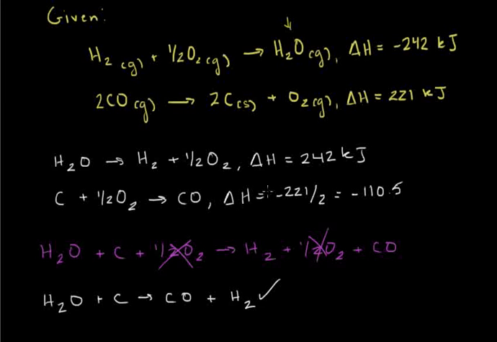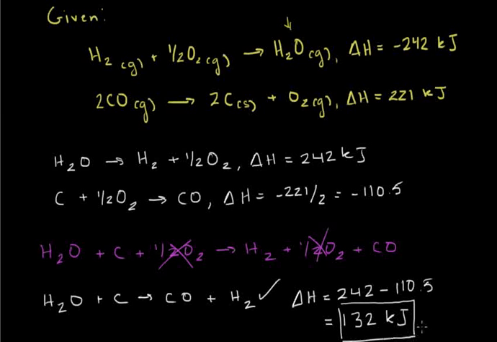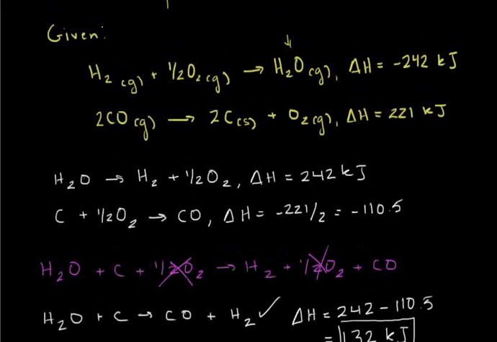So now we can go ahead and just add these manipulated enthalpy changes to get the enthalpy change of our final reaction. So the enthalpy change overall is equal to 242 minus 110.5, and that's the correct number of significant figures, is 132 kilojoules. So this reaction is endothermic because it absorbs energy. The enthalpy change is positive.